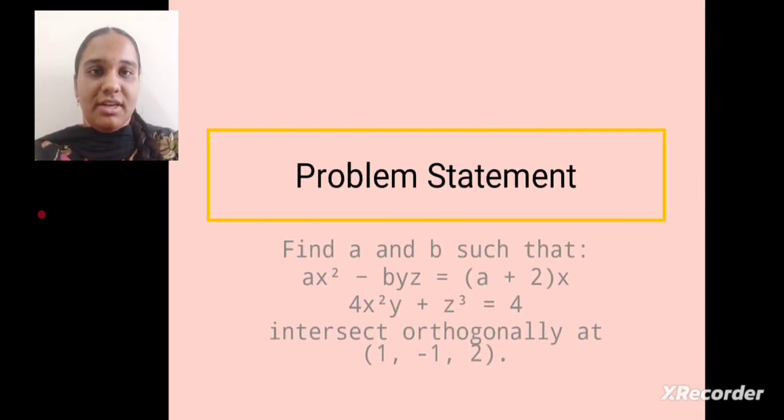So the problem that we're gonna solve today is find A and B such that ax square minus byz is equal to a plus 2 of x, and 4x square y plus z cube is equal to 4. So these two planes intersect orthogonally at the point 1, minus 1, and 2.